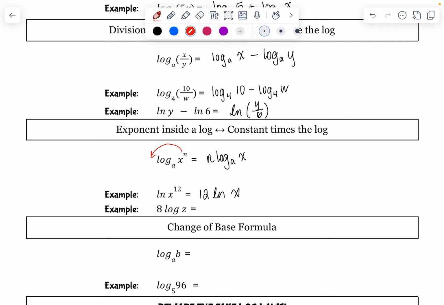If I was asked to condense, any coefficient would turn into an exponent on that argument. So my 8 would come up as an exponent and I would have log of z to the power of 8.